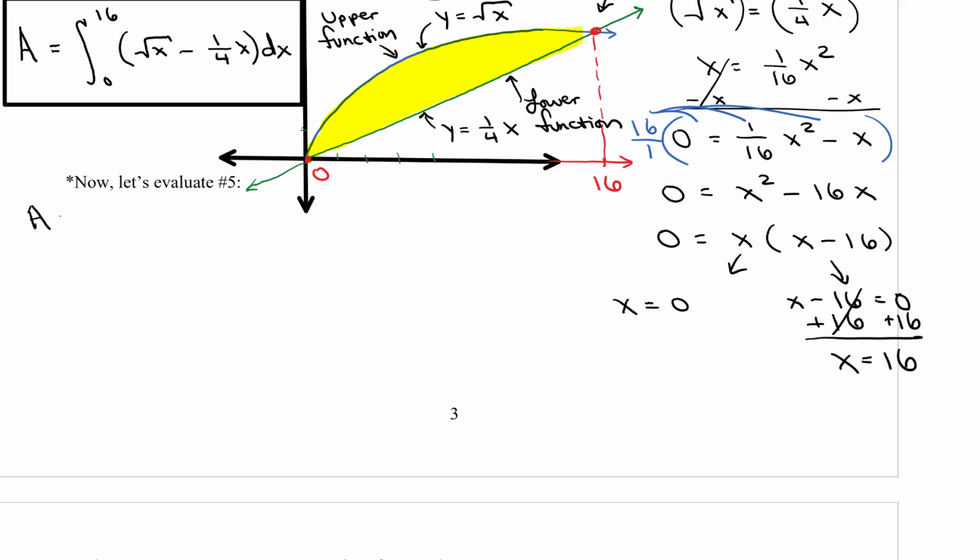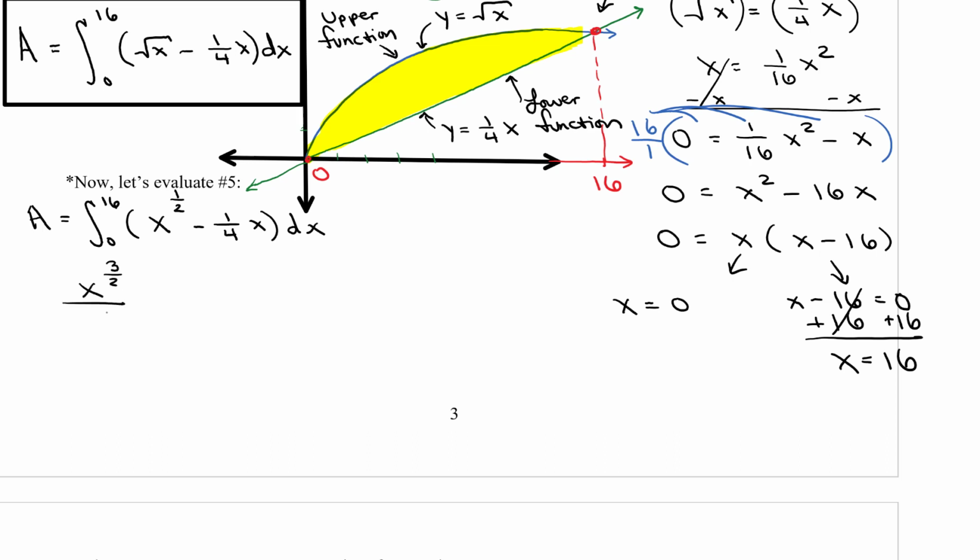Now let's go ahead and evaluate number 5. So I'm going to write A equals the definite integral from 0 to 16 of, open the parentheses, square root of x minus 1/4 x, close the parentheses, dx. So we're ready to integrate this. I've gone ahead and erased my square root of x and rewrote that as x to the 1/2 power because that's going to be easier to integrate.